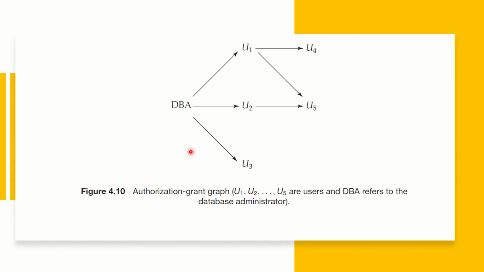Suppose here we are considering the update authorization. The DBA is the main one. He is giving the update authorization to users U1, U2 and U3. To user U1 and user U2, he has also given the right to transfer, to grant their permission to transfer their rights also. That means user U1 has given his privilege to U4 and U5. U2 has also given his privilege to U5. So this is the meaning of an authorization graph.